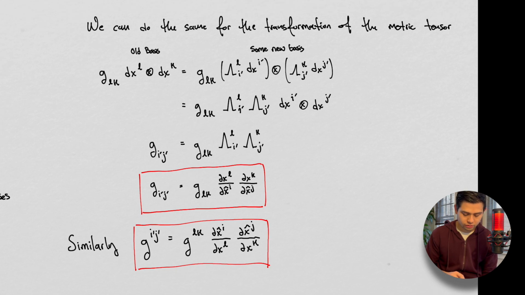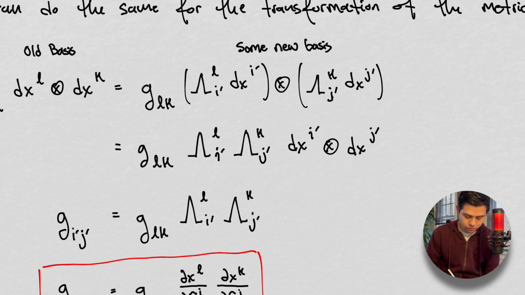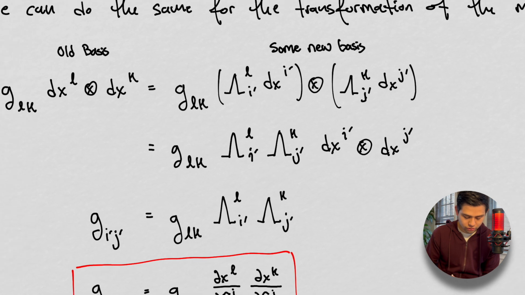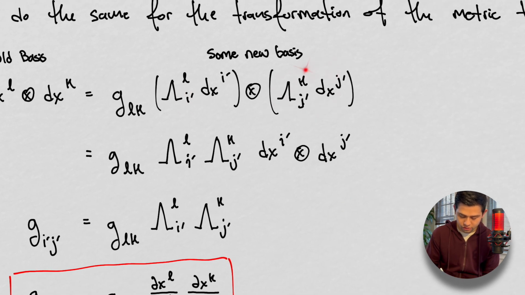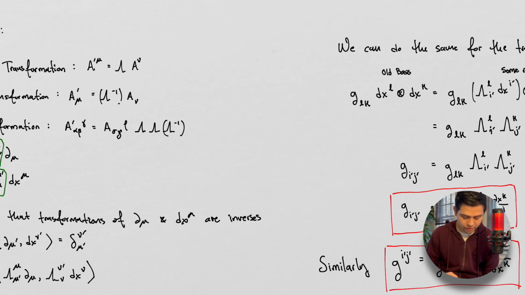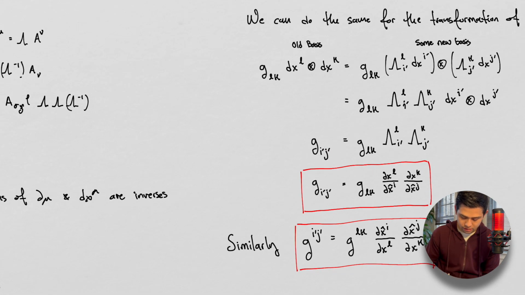let's take a look at what this looks like in terms of a tensor. And we're going to pick the metric tensor. So here's a metric tensor in an old basis. Okay, so g_LK, dx^L, dx^K. So here's our g_LK, and now we're going to transform the basis. This is in some new basis, right? So these guys we've shown transform in this way, right? And then these guys are going to transform in this way, because here is that transformation.